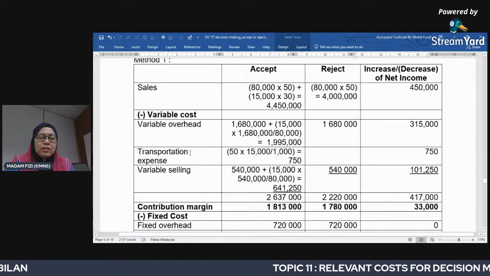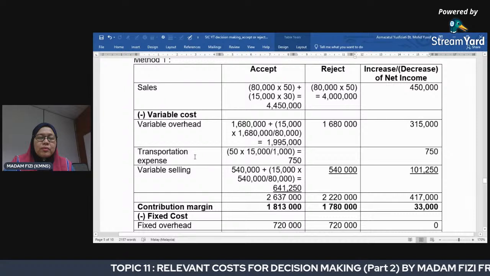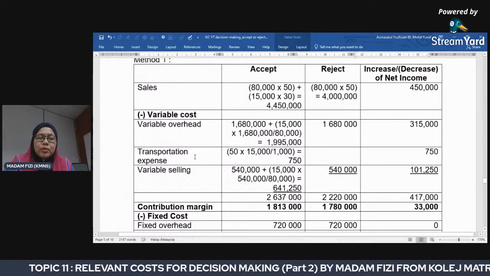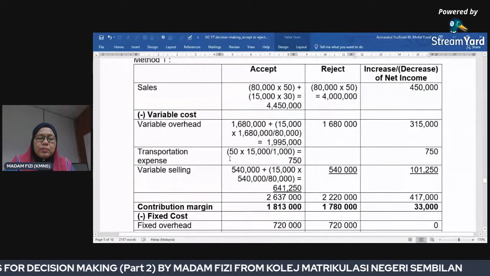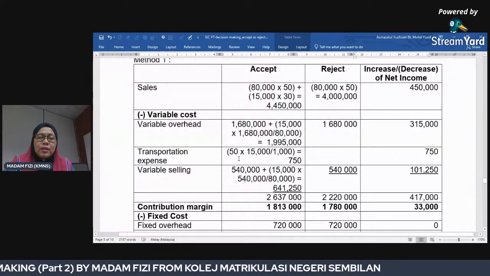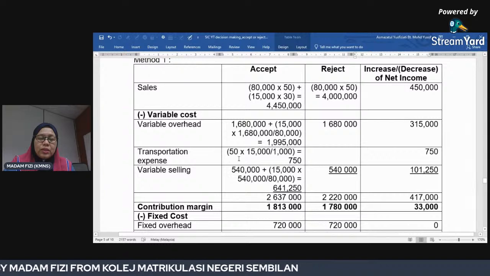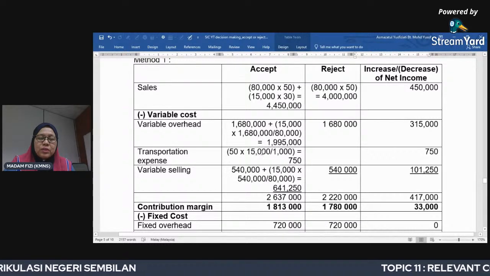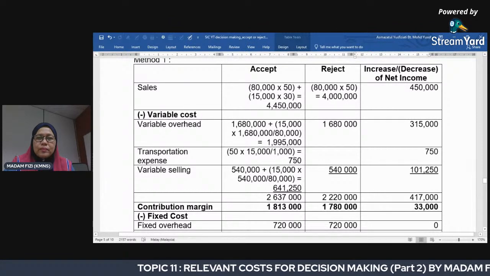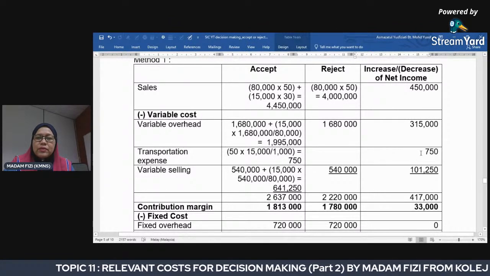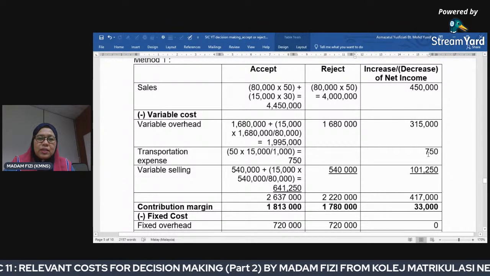How about the transportation just now? If you accept, you have to bear the cost of transportation expenses. So the transportation expenses is 50 ringgit for 1,000 units. So you have the special order of 15,000. So the total of the transportation expenses is 750. So the difference is 750.